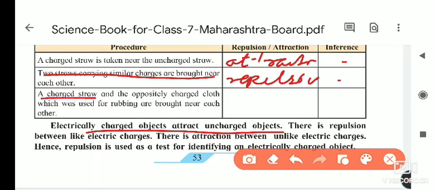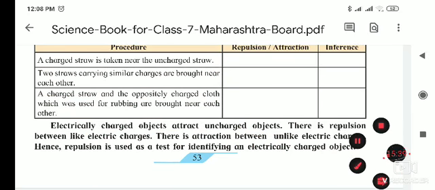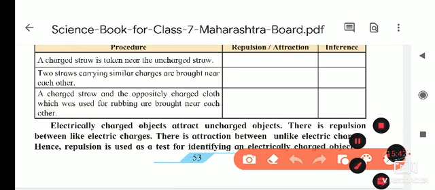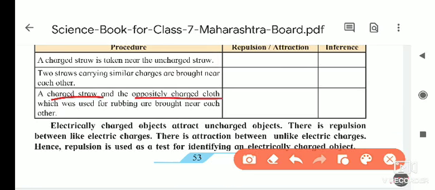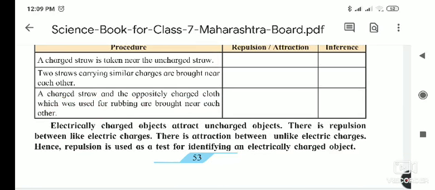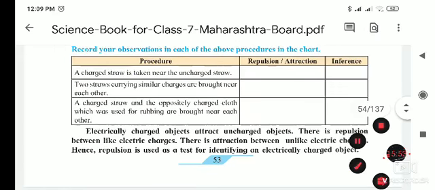And a charged straw and an oppositely charged straw. When we rub them and bring them near each other, what happens? There is again attraction, because as we know, when there are unlike charges, they attract one another. So here the charged straw and the oppositely charged cloth used for rubbing are brought near each other, and there will be attraction. Here we have to write the statement.